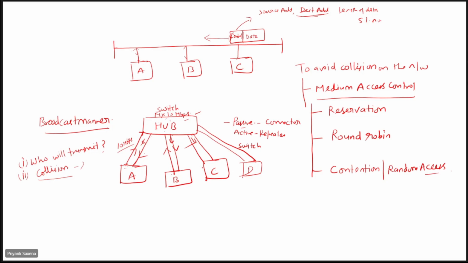Moreover, unauthorized access of the data packet is also removed, right? Because now the transmission which is intended for B will be received only by B, not by C or D, right? So that issue is also resolved. Is there any doubt in this so far?